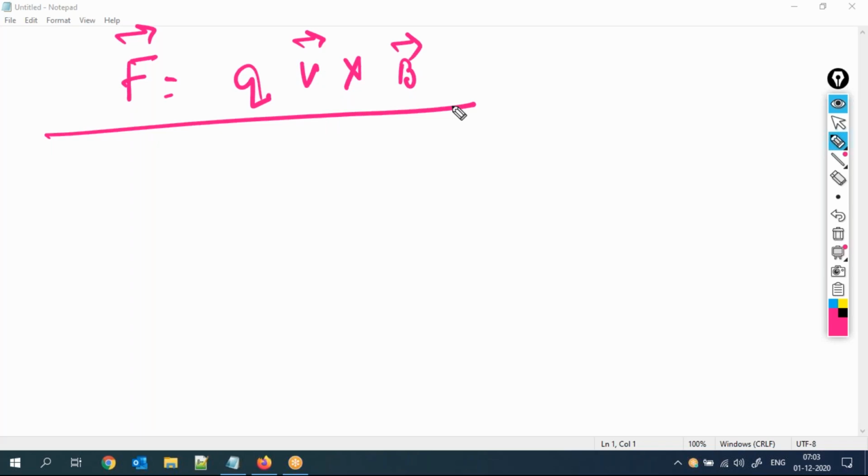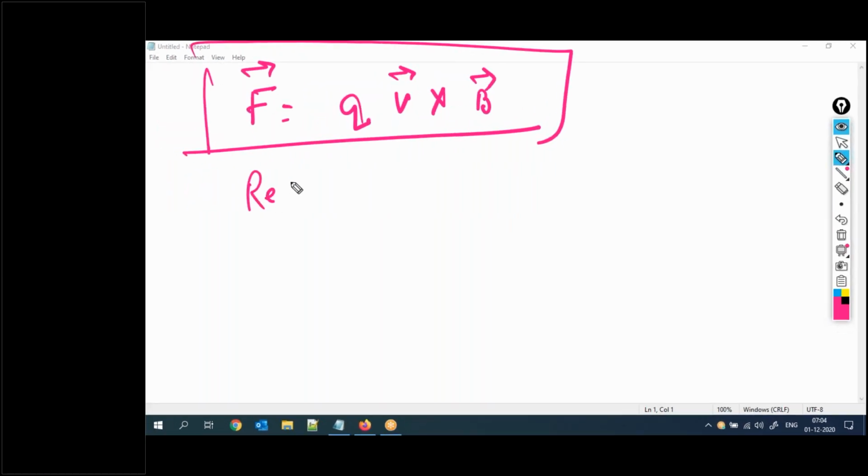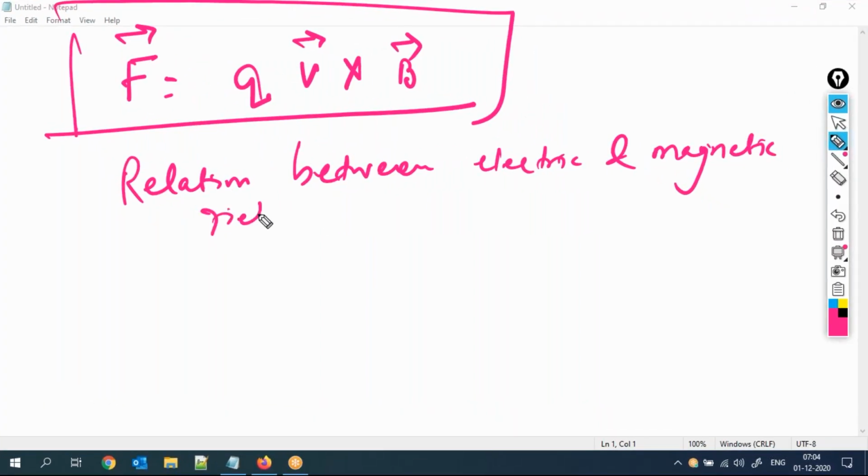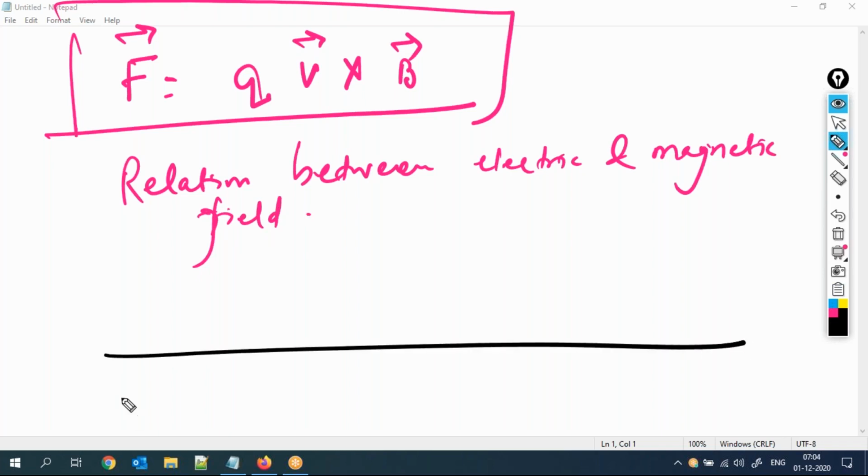This is a very famous equation. What does it tell? This is a beautiful equation about a relation between electric and magnetic field. So what is electromagnetic field? Any electromagnetic field is like this.